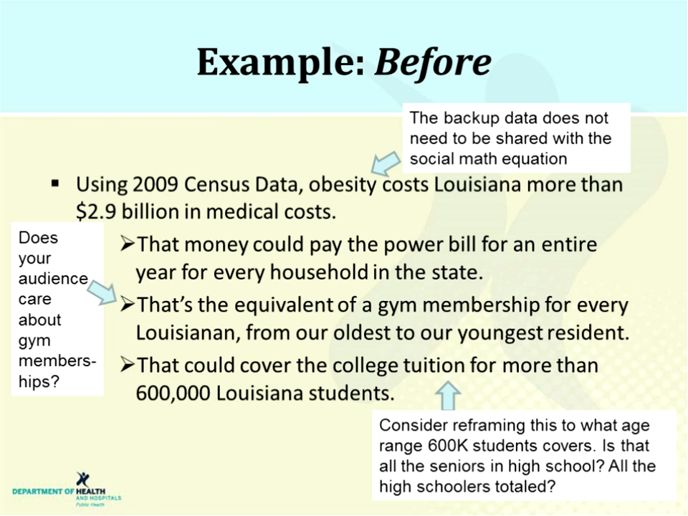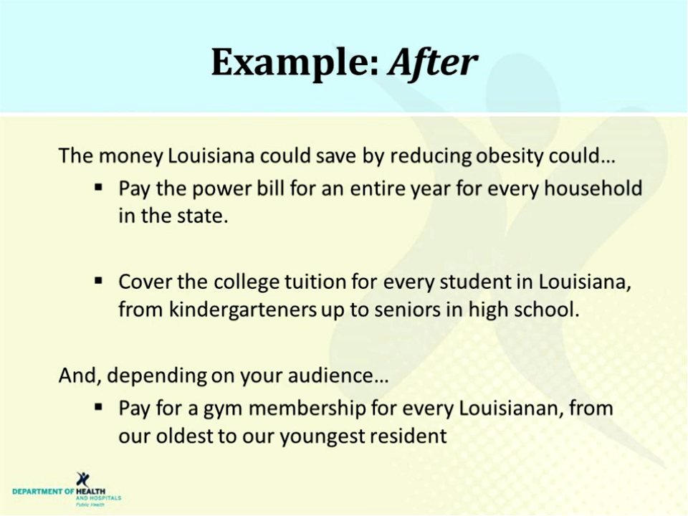So this comment really challenges you to think critically about who your audience is. And then the last piece, adding the 600,000 Louisiana students, that really took the equation a step back, because we're asking the audience again to continue visualizing what does 600,000 students look like, and that's the whole point of social math. We can't visualize that right away.